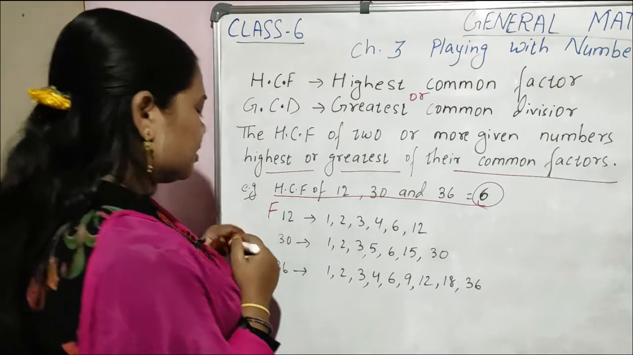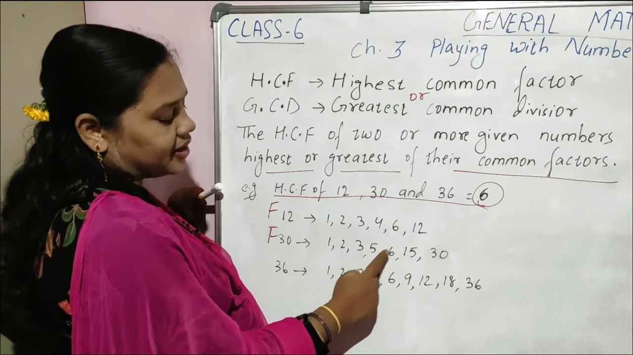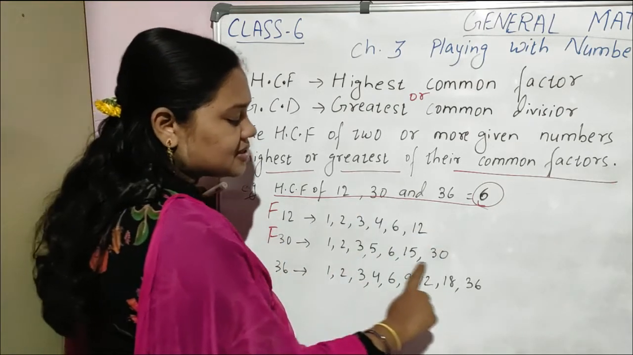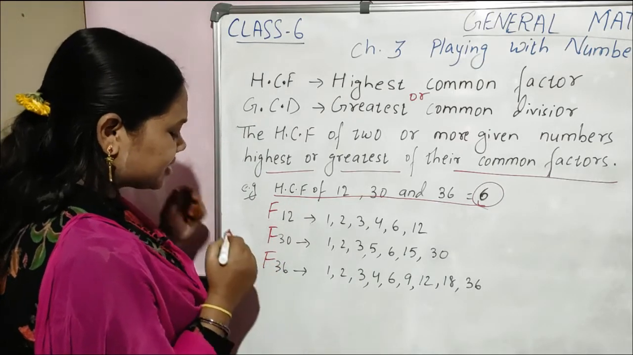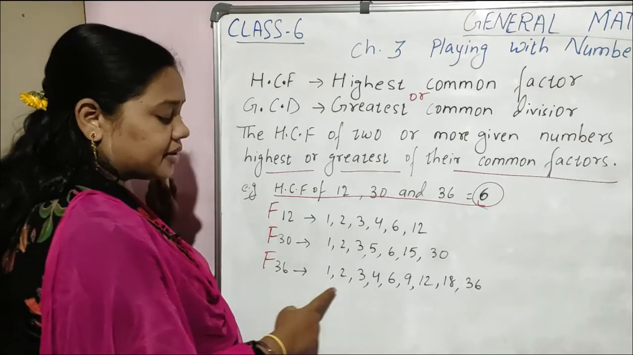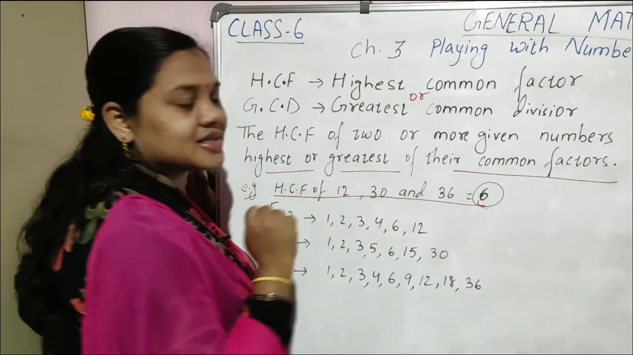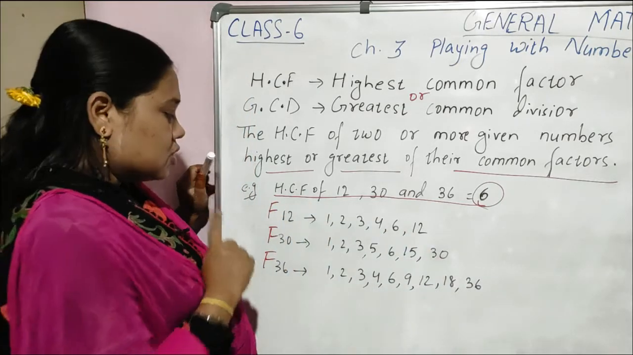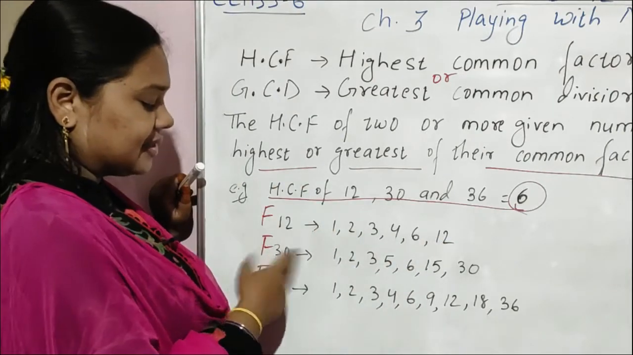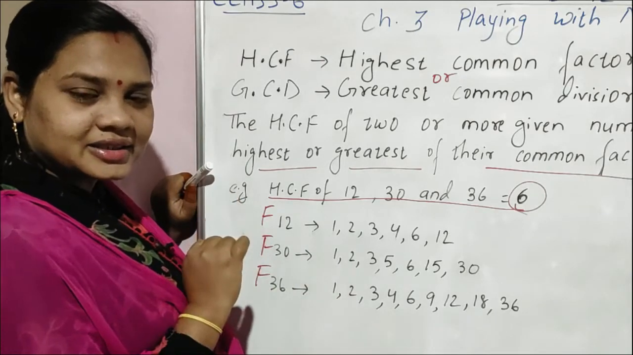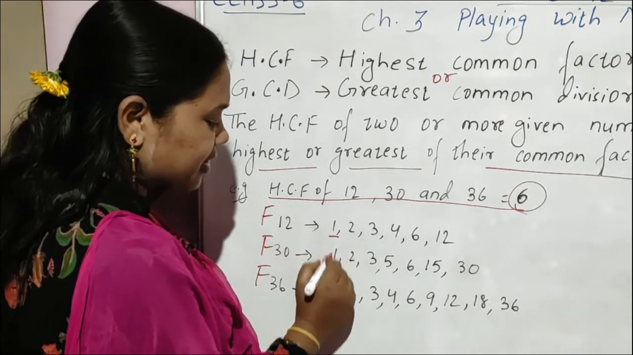Next, factors of 30. Factors of 30 are 1, 2, 3, 5, 6, 10, 15 and 30. All these numbers divide 30 exactly. Like that, factors of 36: 1, 2, 3, 4, 6, 9, 12, 18 and 36. All these numbers divide 36 exactly. So the highest number which divides 12 exactly is 12, 30 divides 30, and 36 divides 36. But when we find the common factors, 1 is common to all.